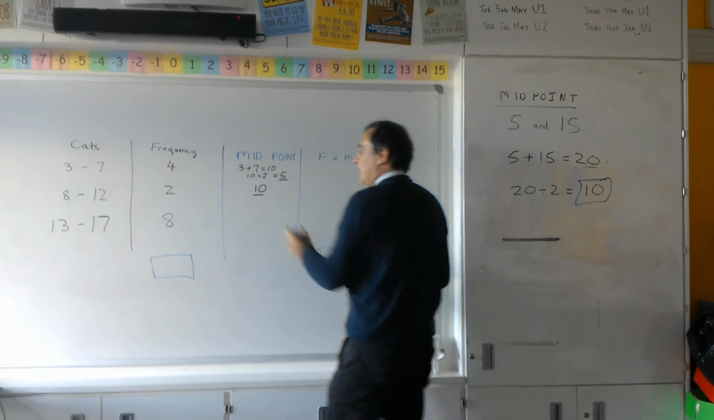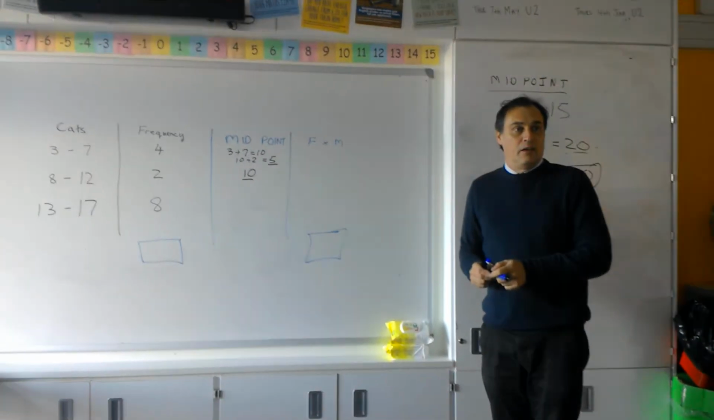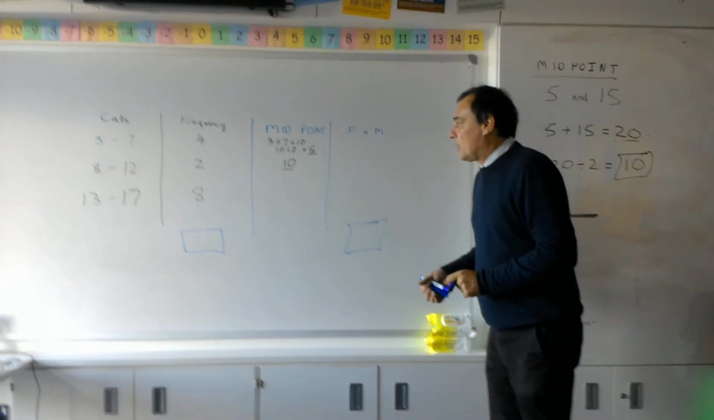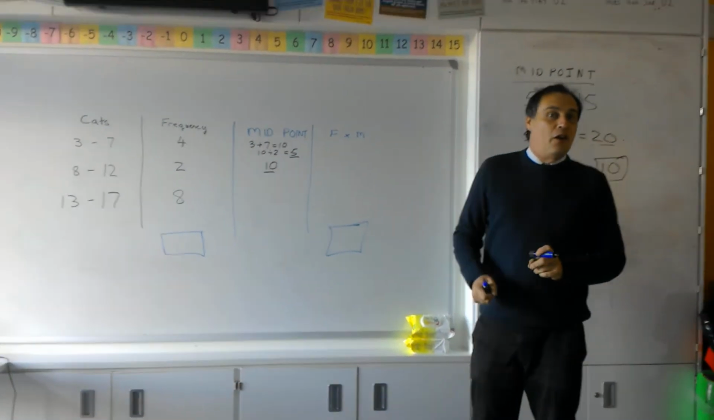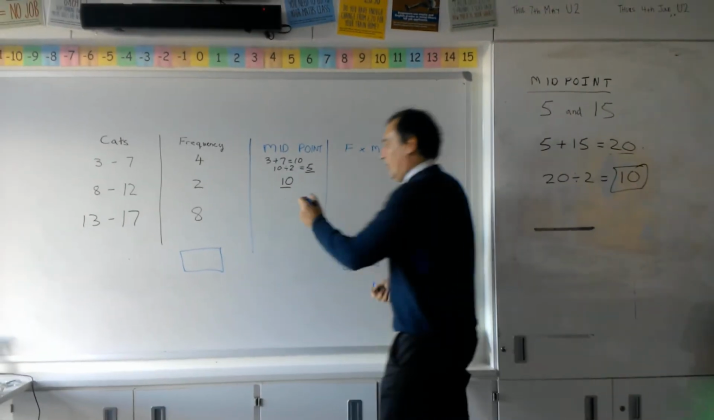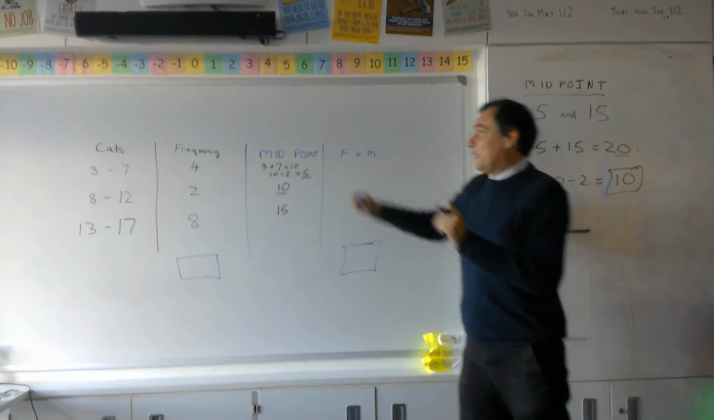So we've got 5, 10, and then finally we've got 13 plus 17. Is it 30? It is 30. Half of 30 is 15. So 15 here. We've got 5, 10, and 15 as our midpoints.